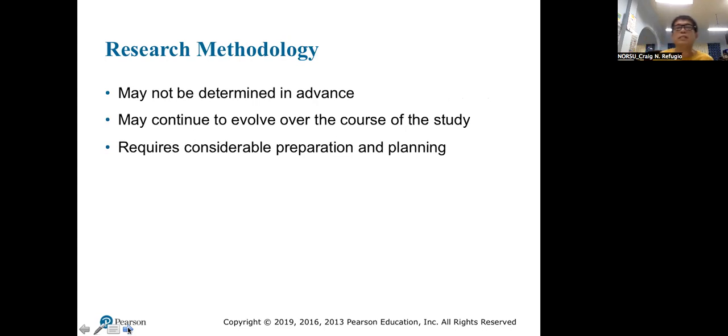Research methodology may not be determined in advance, may continue to evolve over the course of the study, and requires considerable preparation and planning. So looking at the research design, you can actually make some adjustments, unlike in a quantitative design, where we have that one before the conduct of the study or before the conduct of the research process.